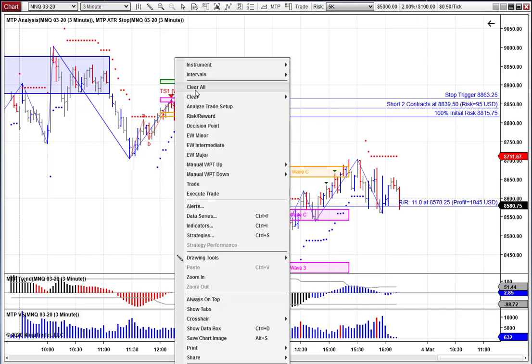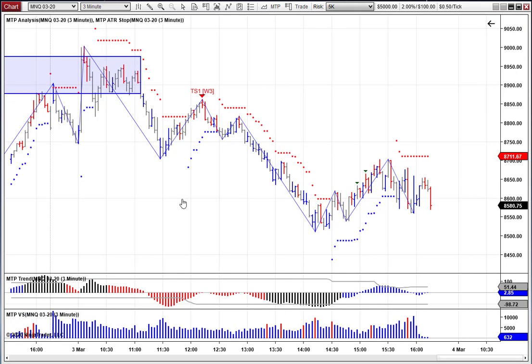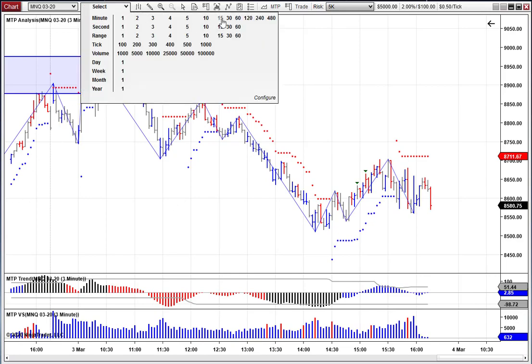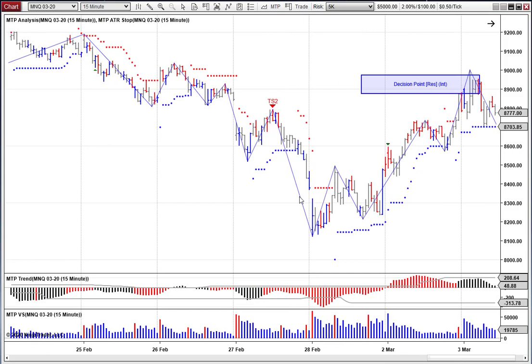But let's actually have a look at a bit more detail on this and see whether we could have done slightly better. So let's go back to our 15-minute chart. Let's have a look at the rally up into the high here.